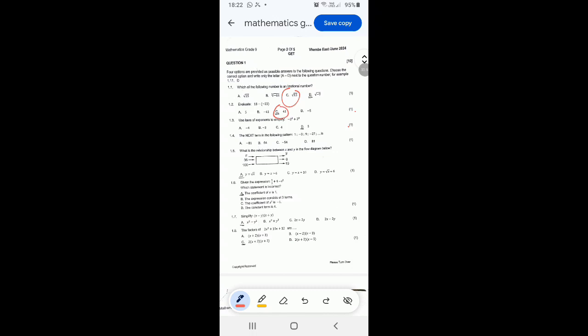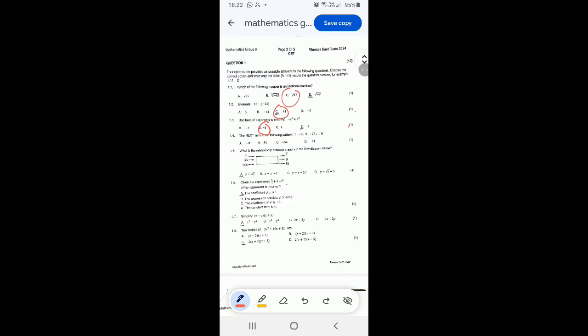They say evaluate. So it's 18. Well, you can just punch a calculator. You'll get 41. 1.3, you can also punch a calculator. 1.3, you will get B. You will get B. 1.4, what is the next term?